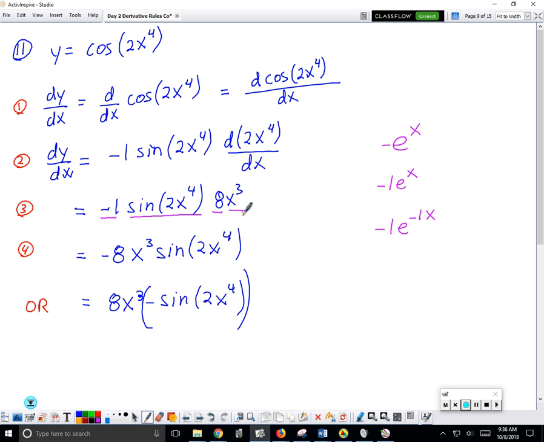Two points. You just put the 8x cubed in front and didn't multiply by the -1. Correct. I just left the -1 multiplying by the sine. So this is how a multiple choice answer is going to look.